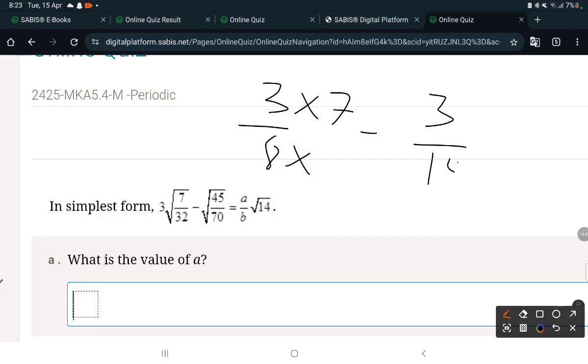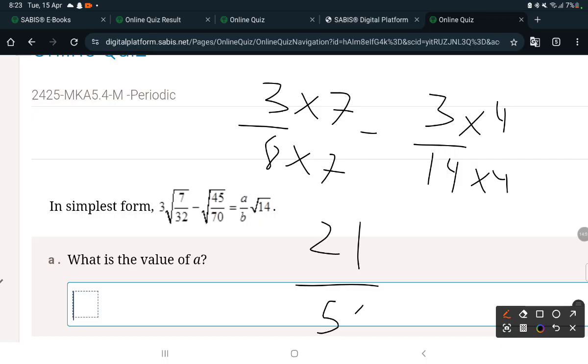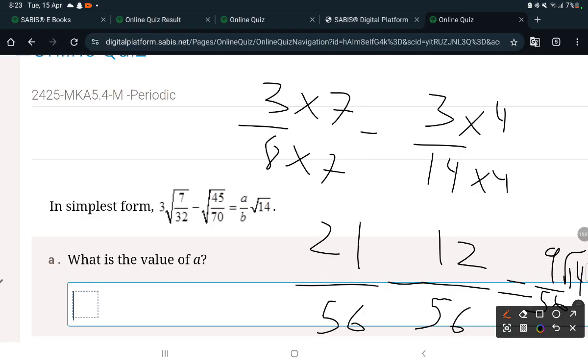And second fraction by 4. You get 21 over 56 minus 12 over 56. That's going to be 9 over 56. And this is when you get back the radical 14. You cannot forget about this, it's very important. So they're asking what is A. So A over B equals 9 over 56. A is 9 and B is 56. That's pretty straightforward.